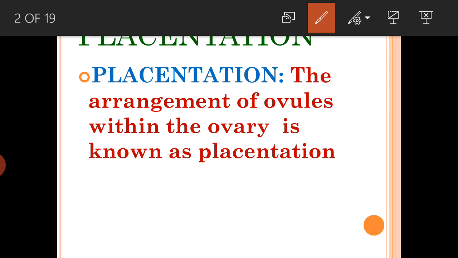First, let me explain what placentation is. Placentation is the arrangement of ovules within the ovary. In simple terms, it can be defined as the mode of distribution of placenta inside the ovary.